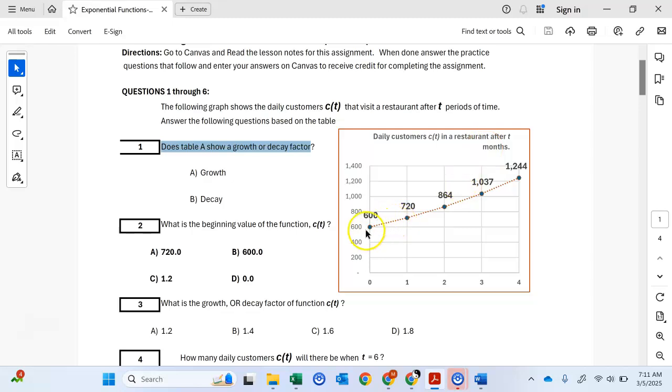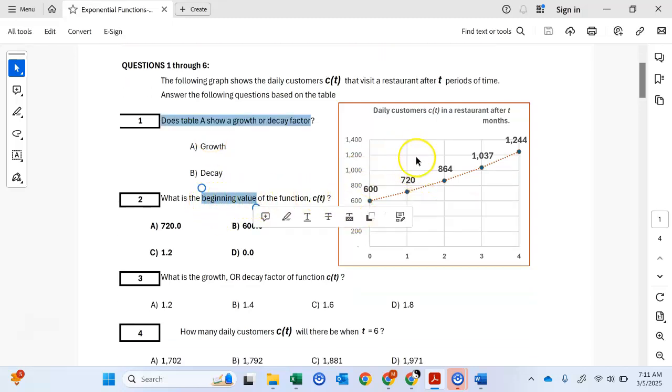This one right here, it starts here. When you go that direction, it's getting higher and higher. It's going up. So that's growth, okay? What is the beginning value? That was like the same thing as before, okay? So this is the way to think about it.